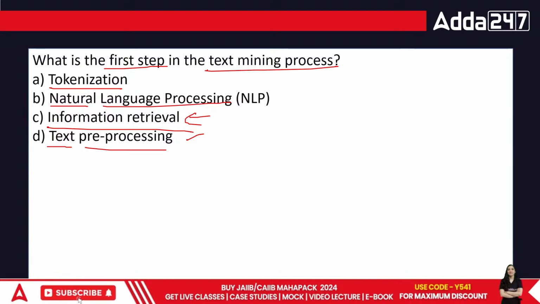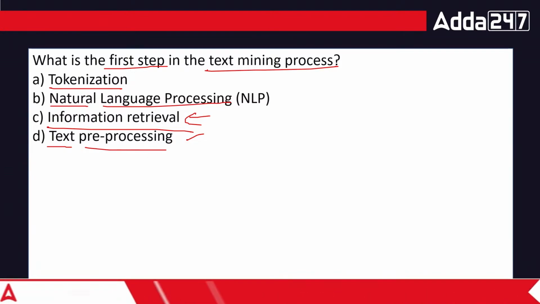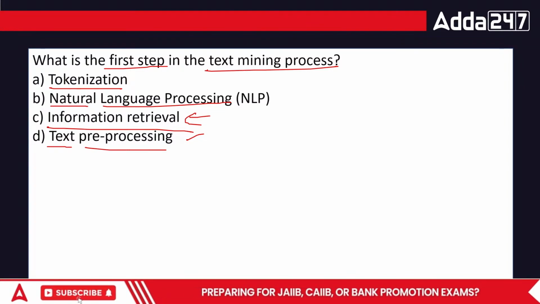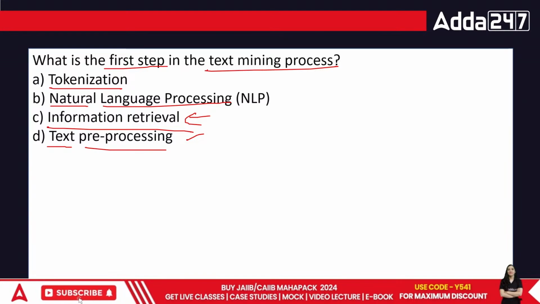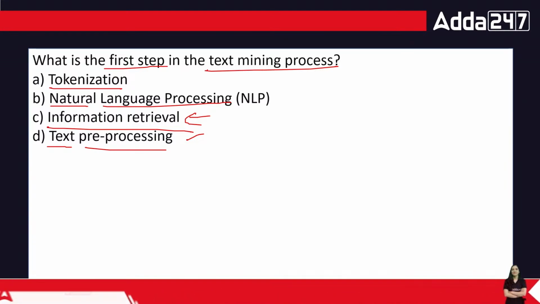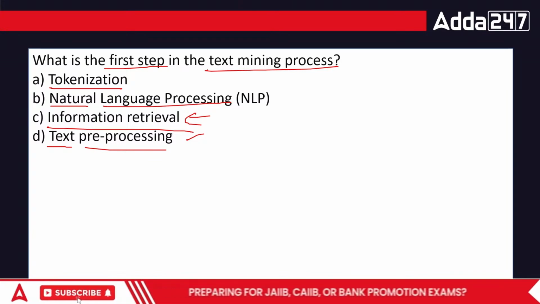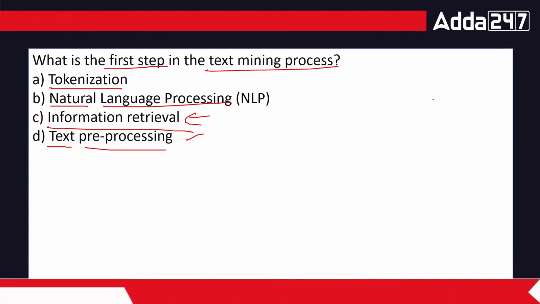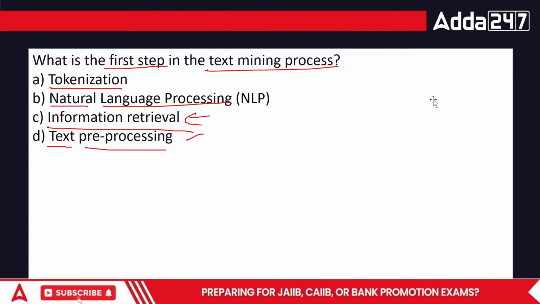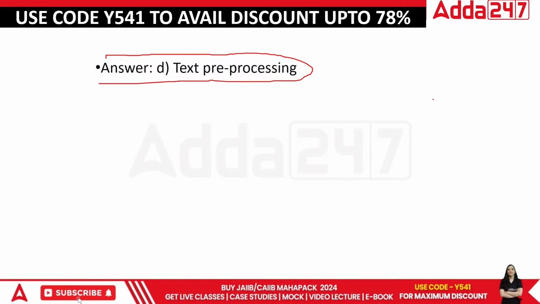Once you're clear with the text, then what will happen? Once you are done with the particular text, you can move on to information retrieval, because in order to connect the data you will have to look at the data in a detailed format. Only then can you make the data more meaningful, right? Done. The answer is text pre-processing.